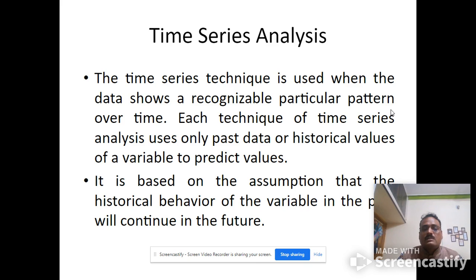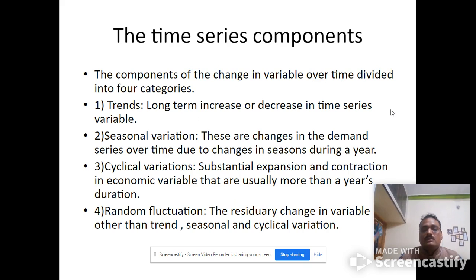Each technique of time series analysis uses only the past data or the historical values of a variable to predict the values. Here, the basic assumption is that the historical behavior of the variable is going to be repeated in the future. In the time series analysis, we try to decompose the whole impact of different factors on the variable. So we divide the components of the time series analysis into four basic categories. One is the trend, second is the seasonal variation, third is cyclical variations, and fourth is the random fluctuations.